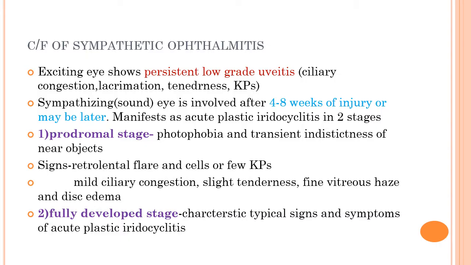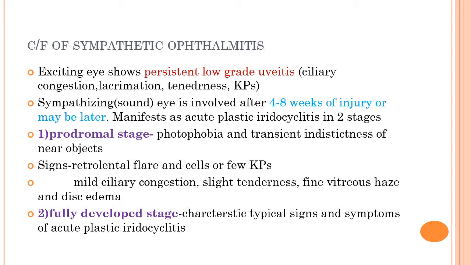So what are the clinical features of sympathetic ophthalmitis? The exciting eye, that is the injured eye, obviously shows some uveitic features, maybe in the form of congestion, lacrimation, keratic precipitates, and some tenderness. Whereas in the other eye, the sound or sympathizing eye, the features may start 4 to 8 weeks after injury at minimum, or it can be later also. It occurs in two stages: one is the prodromal stage and one is the fully developed stage.